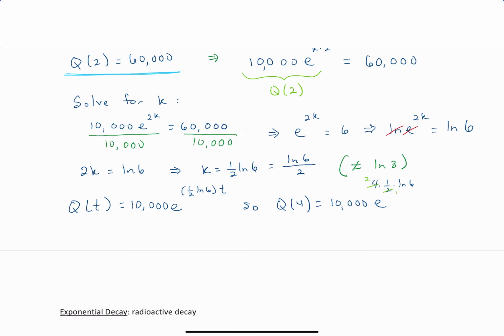So what we're going to enter into our calculators is 10,000 e to the 2 ln of 6, which works out to be approximately 360,000. And that is bacteria.